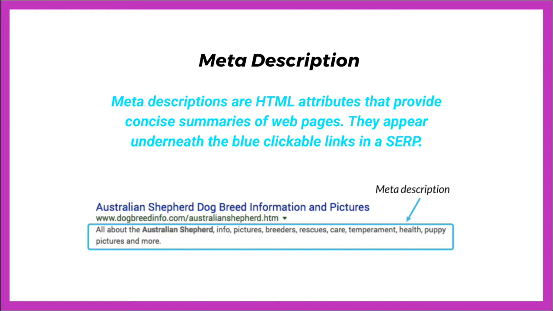These descriptions are your chance to woo searchers into clicking on your link. You must create a compelling, directly relevant, unique description for humans while also including the targeted keyword. Don't include quotes or any alphanumeric special characters in your meta descriptions. Anytime you do, Google truncates that description at the quotation mark when it appears in the SERP. And as you can read above, meta descriptions are just HTML attributes that provide concise summaries of web pages. They appear underneath the blue clickable links in a SERP.